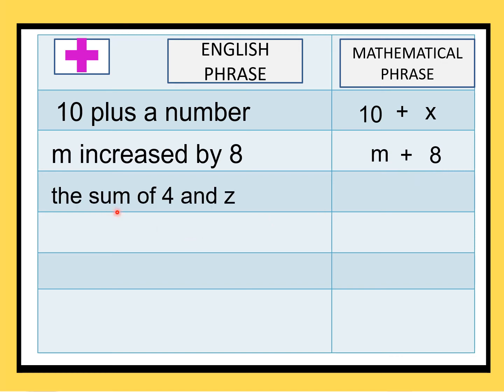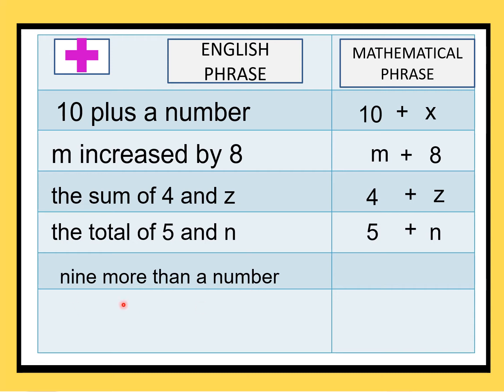Next, the sum of 4 and z. So the keyword is sum. So the mathematical phrase will be 4 plus z. Next, the total of 5 and n. So the keyword is total. That means plus. So we have 5 plus n.